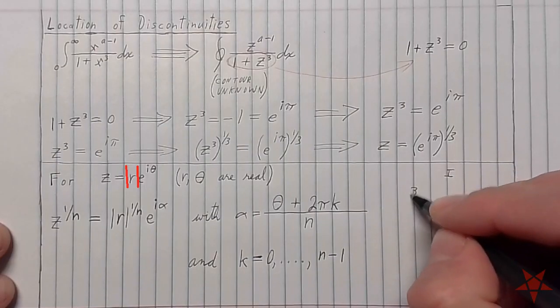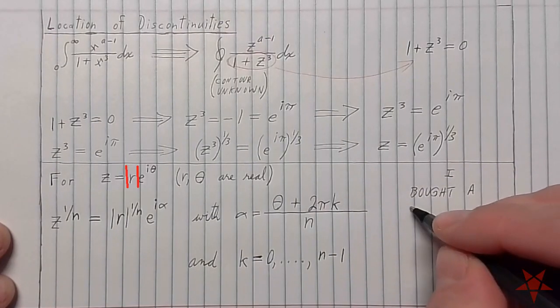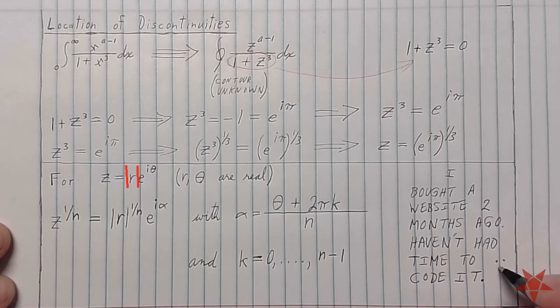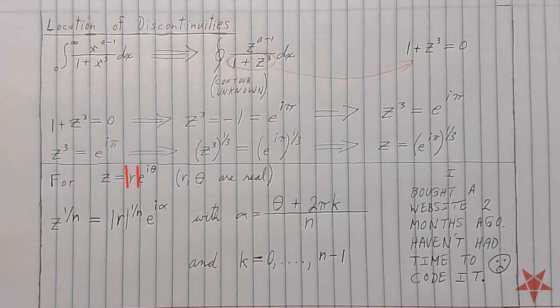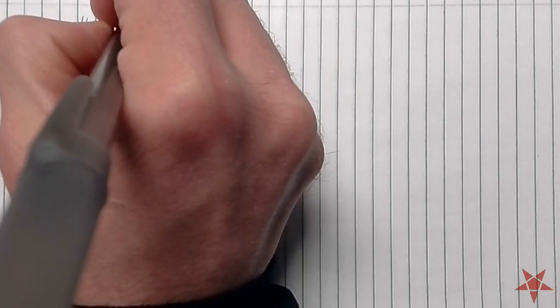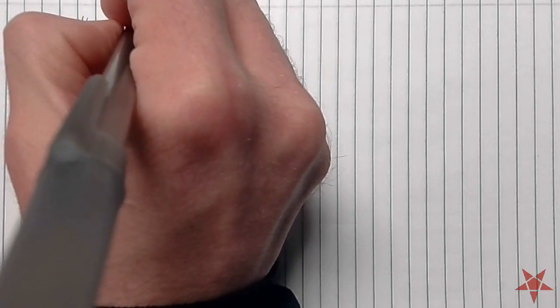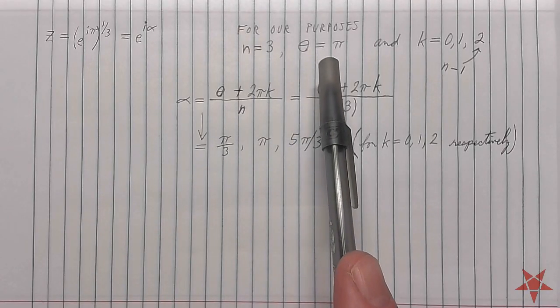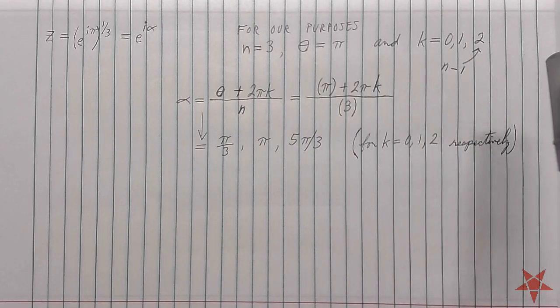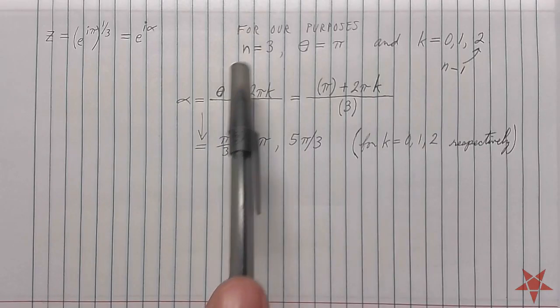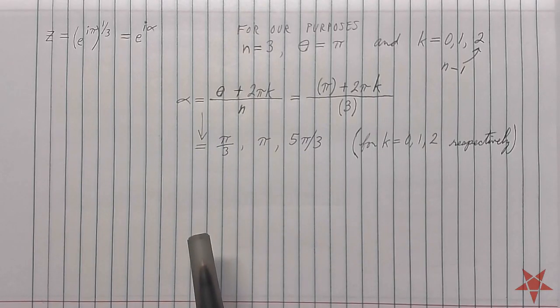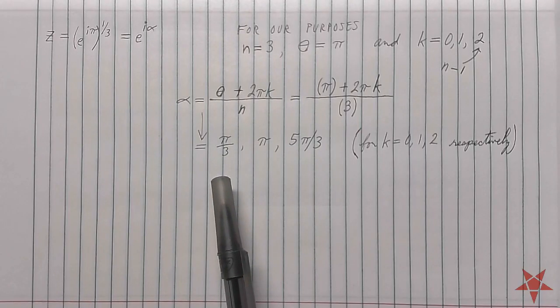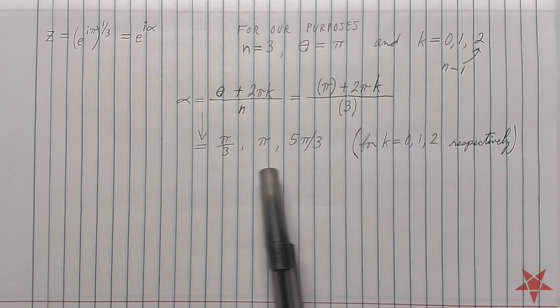For our purposes, alpha has multiple values and is equal to the quantity theta plus 2 pi k, divided by n. The variable k takes on integer values from 0 to n minus 1. So for our purposes, z is equal to e exponent i times alpha, and I would hope that it's obvious that r, not shown, is equal to 1. Theta is equal to pi in this context, and k takes on values of 0, 1, and 2, since the value of n is equal to 3. This results in values of alpha equal to pi over 3, a value of pi, and 5 pi over 3.